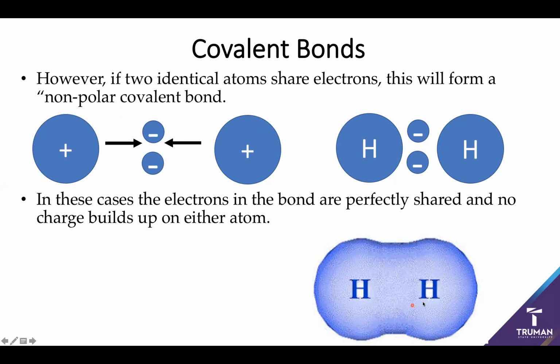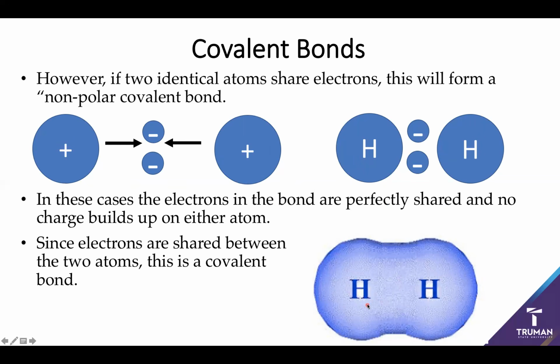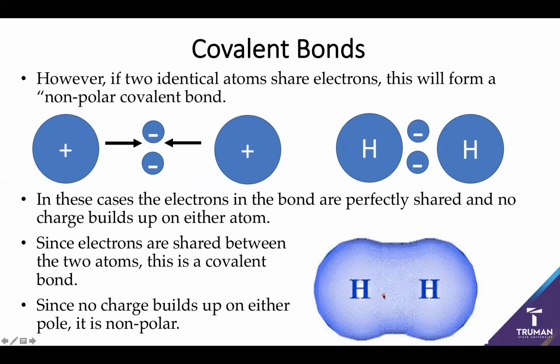Now, since these 2 electrons are perfectly shared, and not just on one atom or another, this is what we call a covalent bond. So a covalent bond means electrons are shared. However, because they're shared evenly, this is called a nonpolar species, as the electrons don't build up on one pole or the other. They're evenly split. So again, covalent means they're shared. Nonpolar means they're shared evenly.